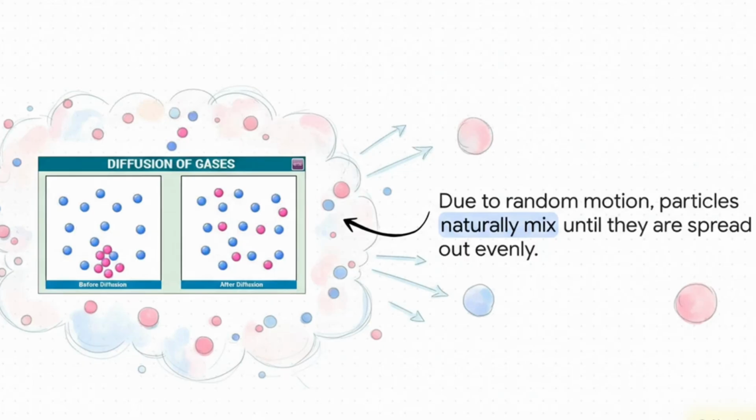And this image shows it perfectly. On the left, you see all the pink particles are bunched up together. But because they're always in that constant random motion we talked about, they just naturally start to spread out and mix with the blue particles. And they'll keep doing this until they're spread out completely evenly, just like you see on the right. It happens all on its own.